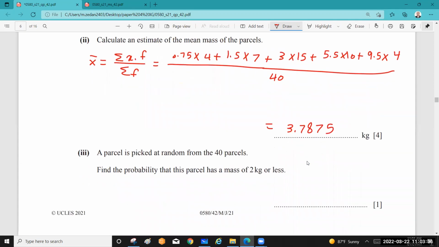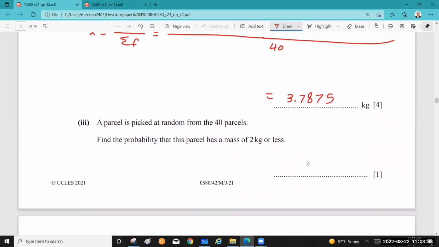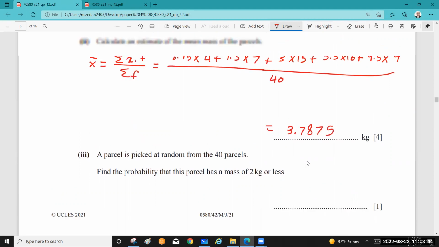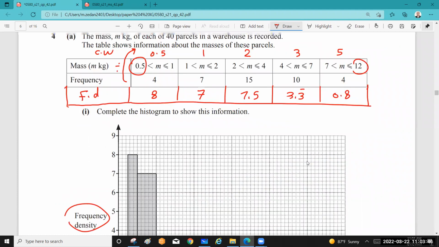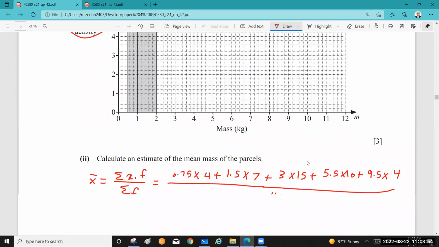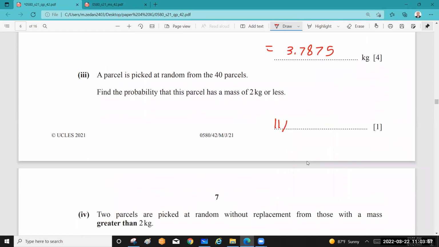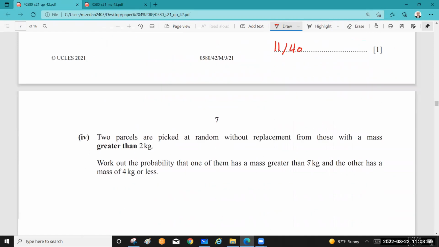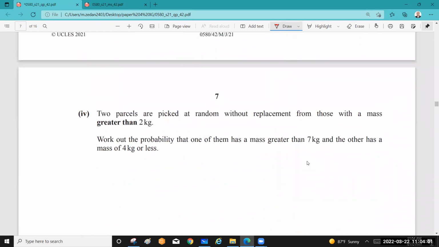A parcel is picked at random from the 40 parcels. Find the probability that this parcel has a mass of 2 kilograms or less. If you go to the table, 2 kilograms or less, look how many. This m is less than 2. These two sets are less than 2. So 4 plus 7, the total number is 11. 11 out of 40. This is the probability.